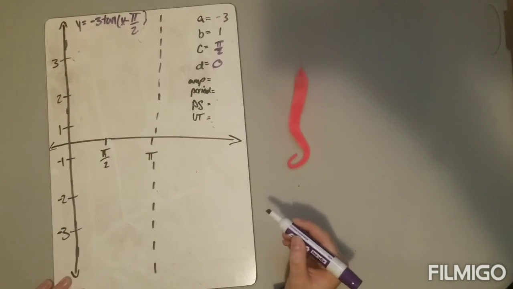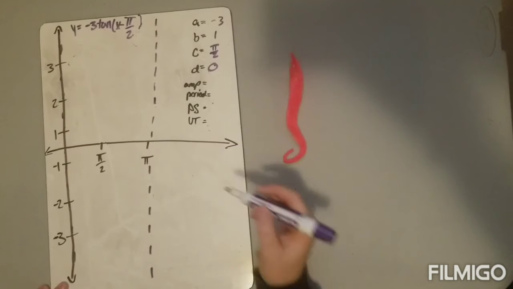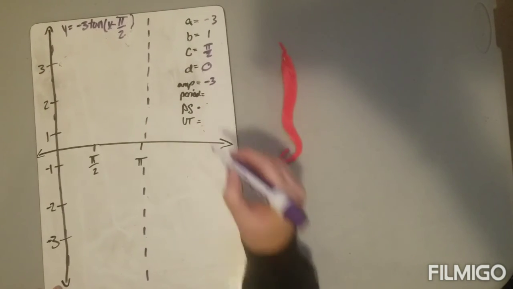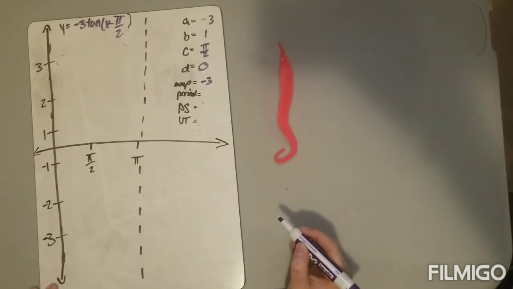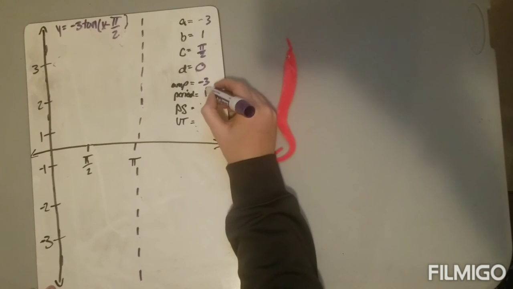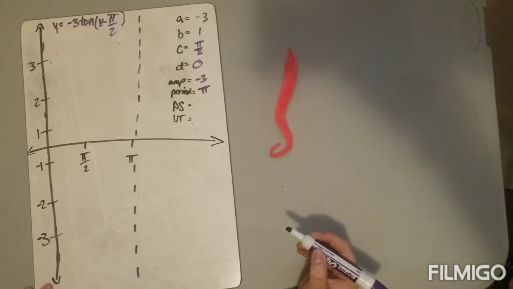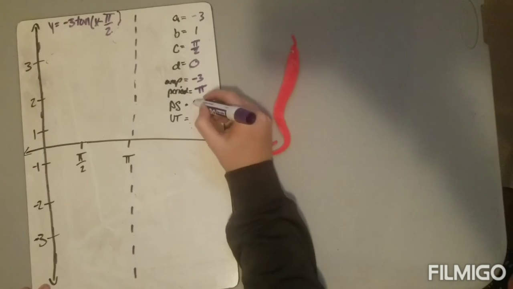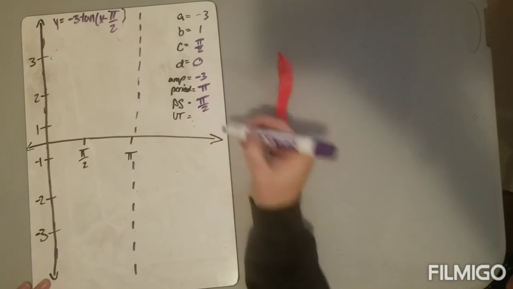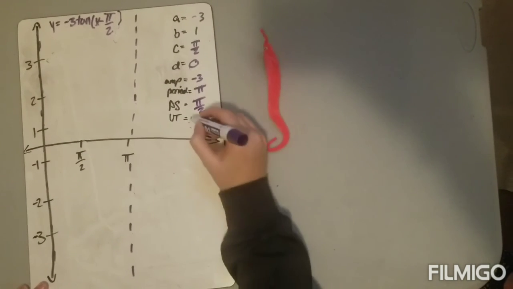Because the A value is -3, the amplitude is also going to be -3. The period is pi divided by 1, so that's just pi. The phase shift is C over B, so pi over 2 divided by 1, so pi over 2. And the vertical translation is 0.